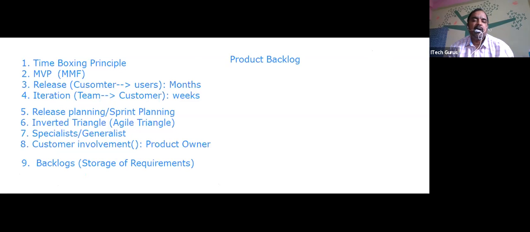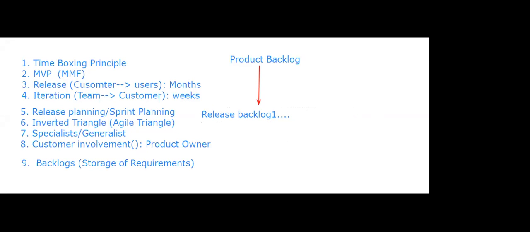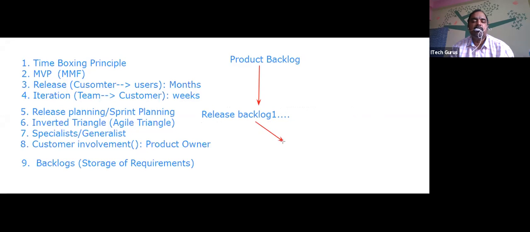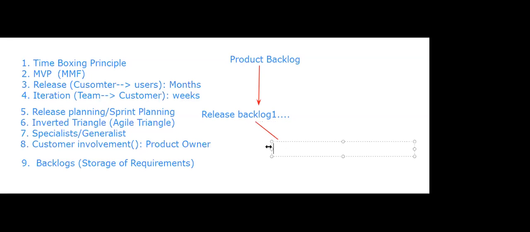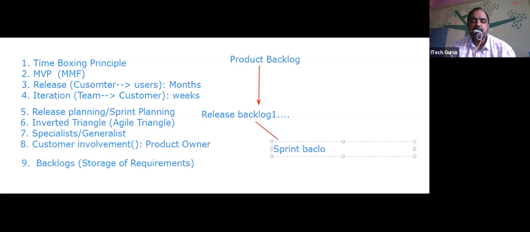Then what happens as you move on? Product backlogs are divided into, any guess? We already know. Release backlog. That means if you have 10 releases, you have 10 release backlogs. Is that clear? Let's say I'll put release backlog 1, release backlog 2, like that it will go. So product backlogs are divided into release backlogs. Release backlogs are divided into, any guess? Sprint backlog. That is called sprint backlogs.